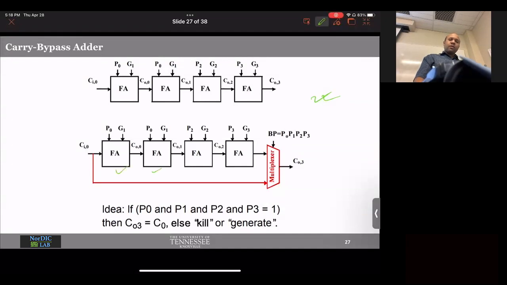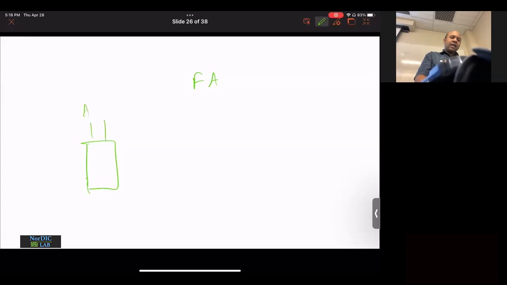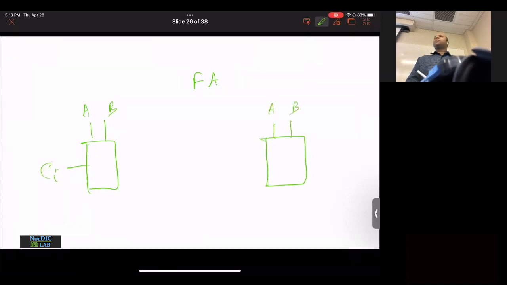Before I begin to explain this circuit, you need to understand what FA means. FA is a full adder, okay? What do I mean by full adder? The adder that has A, B, and carry in, 3 inputs, is called a full adder. It's capable of the entire thing. But oftentimes we design a simplified adder with just A and B. We don't consider the carry.